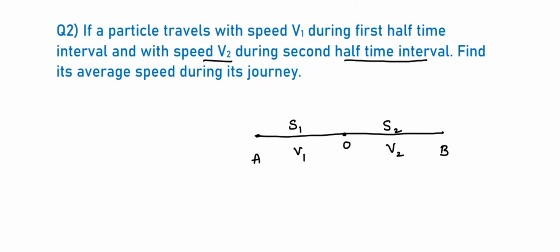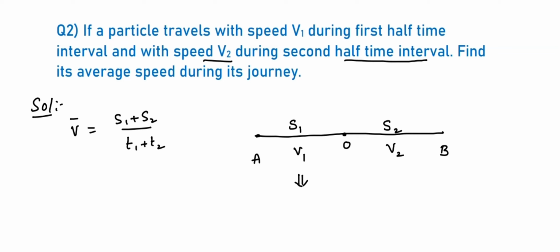Here, from the formula, average speed is equal to total distance travelled, S1 plus S2, divided by total time taken, T1 plus T2. But here in the data S1 is not there. S1 we have to eliminate.